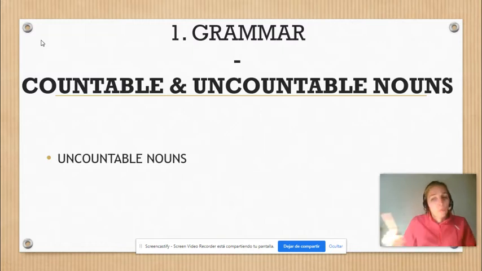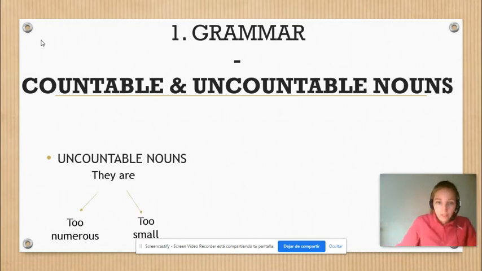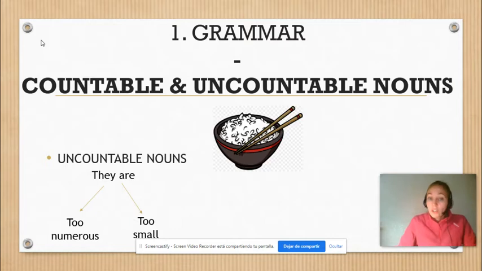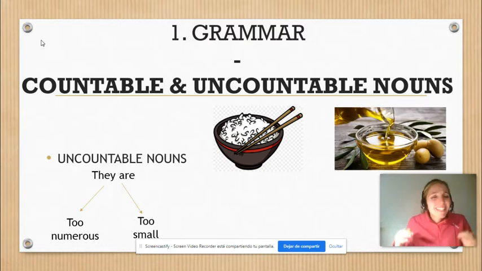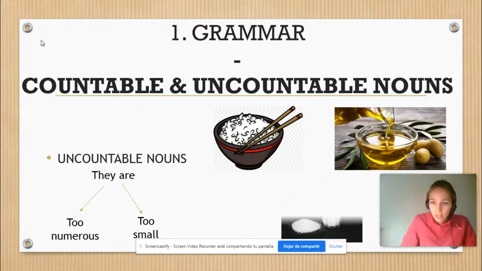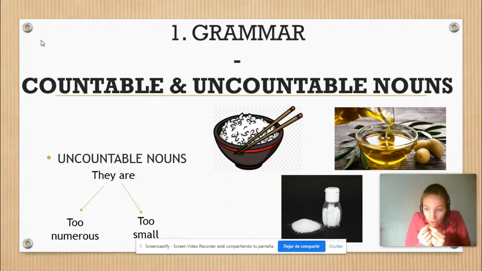Uncountable nouns. We can't count them. Why can't we count them? Because they are too numerous, there are a lot, or they are tiny, too small. This happens with, for instance, rice, there are a lot, and they are too small. With oil, it's impossible to count the oil. And the same with salt, it's too tiny, and we can't count it.